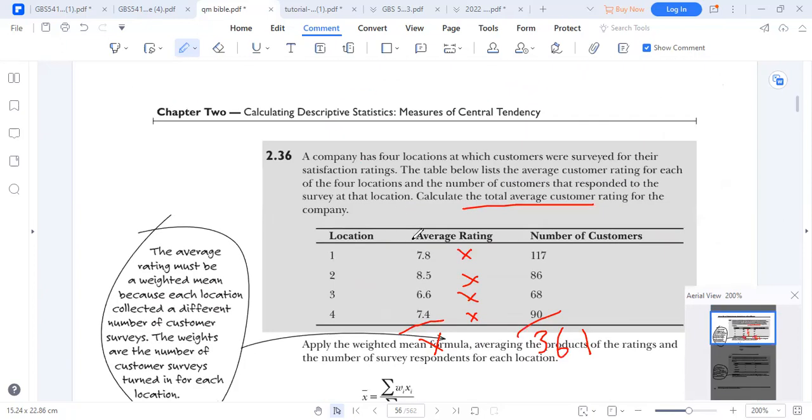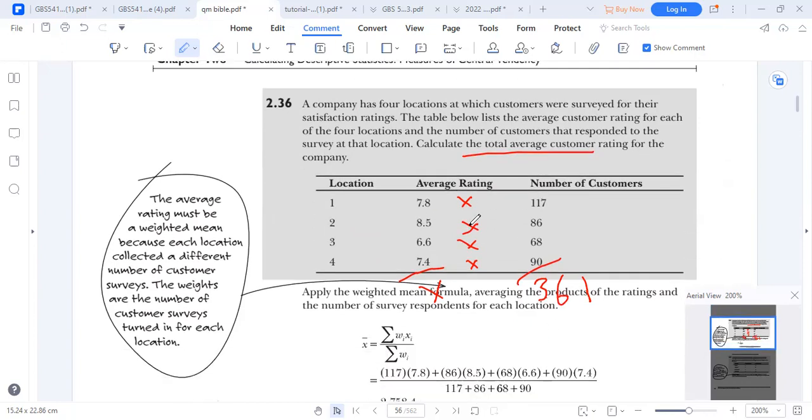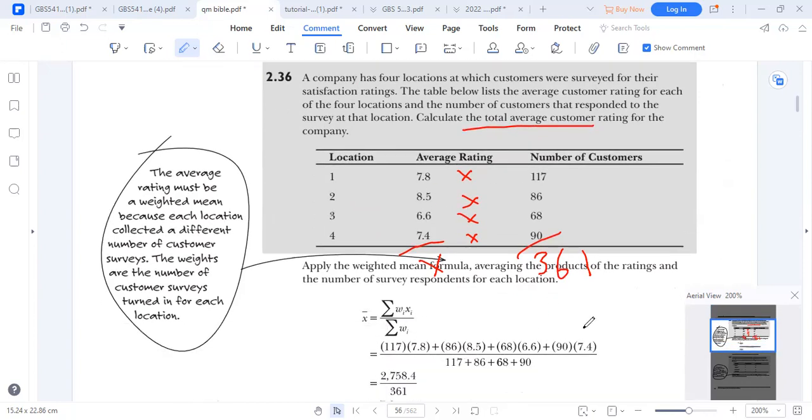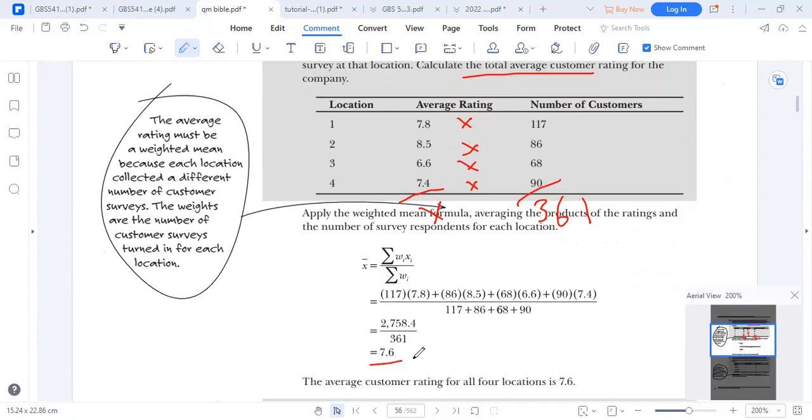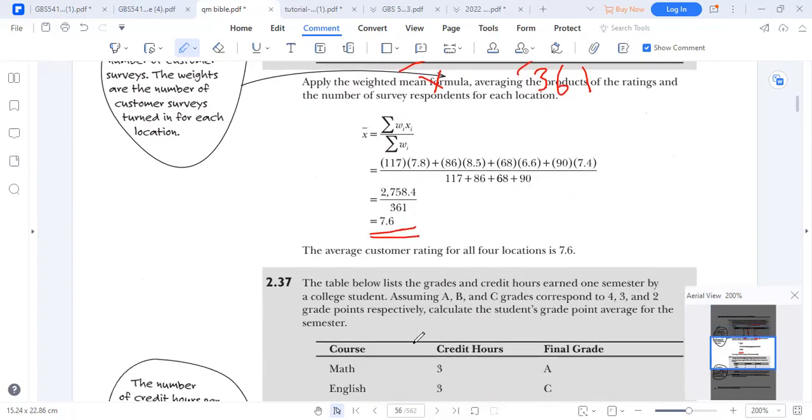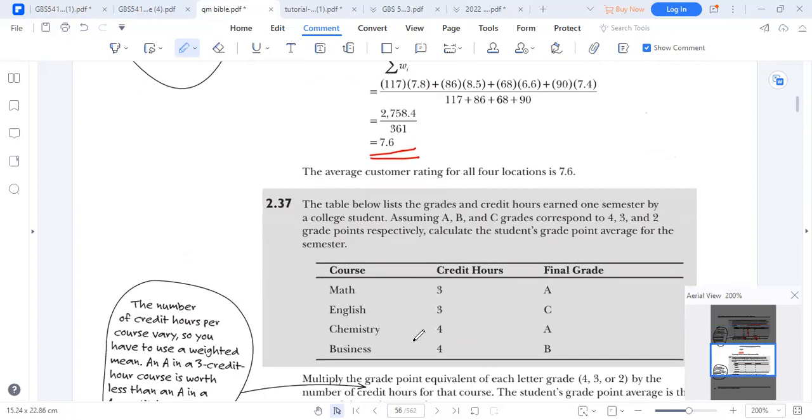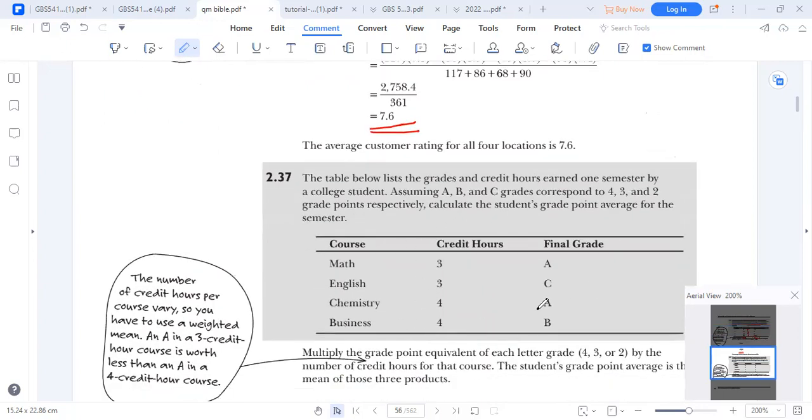So here, calculate the average customer ratings. So don't get the total on the ratings, get the total on the customers. 361. So multiply this by that, this by that, this by that. The total here you divide by 361. So we get 7.6 as our average customer ratings for all the 4 locations. So that's what you do. Average means mean.